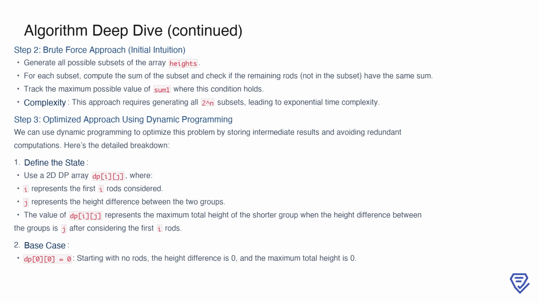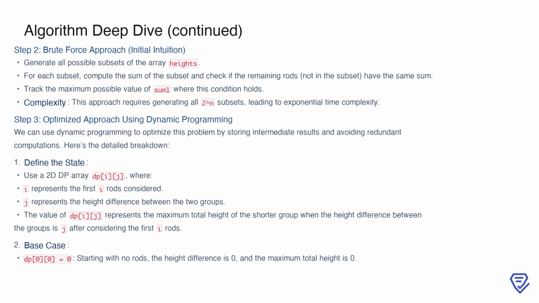Here's how the optimization works. First, we define the state of our DP table. The DP table is represented as dp[i][j], where i refers to the first i rods considered, and j represents the height difference between the 2 groups. The value stored in dp[i][j] is the maximum total height of the shorter group when the height difference between the 2 groups is j.